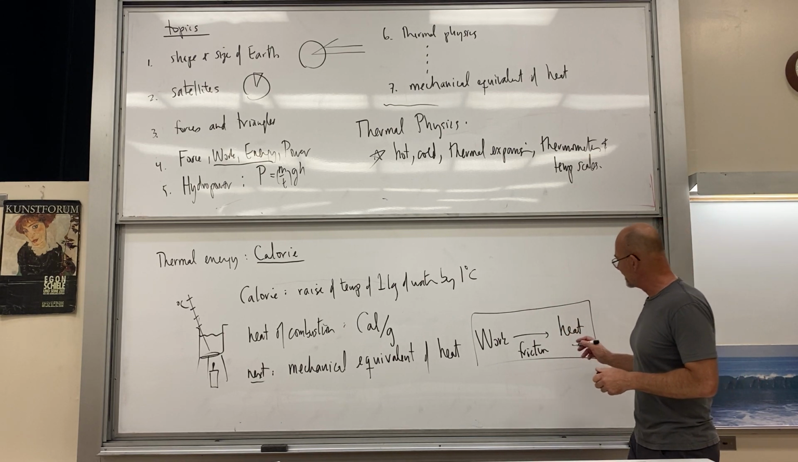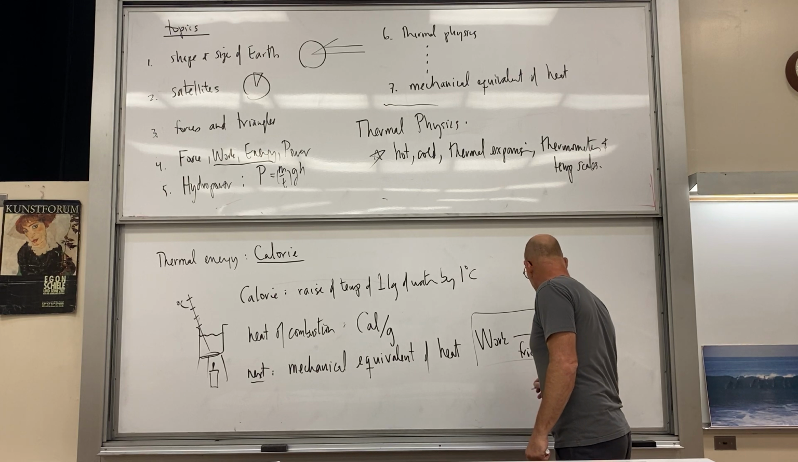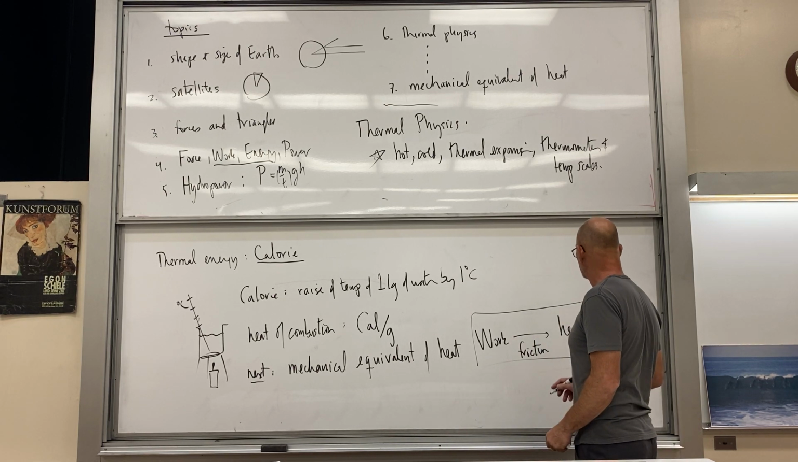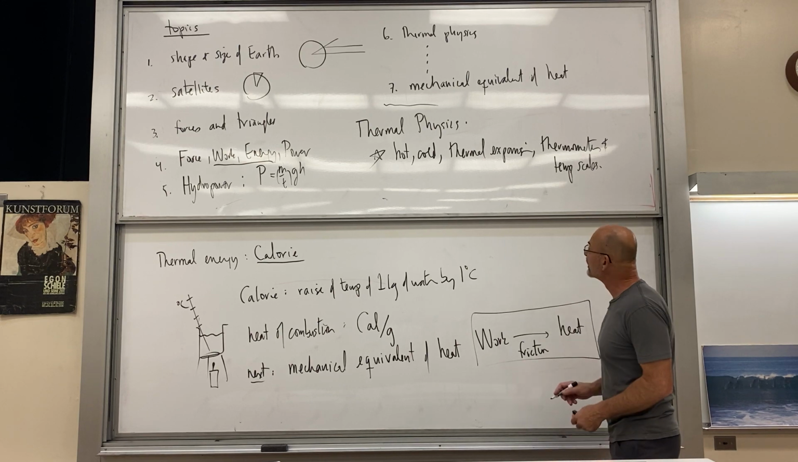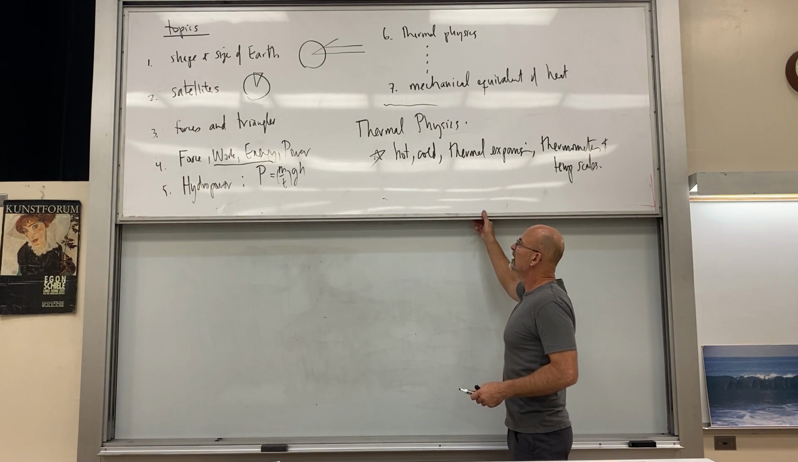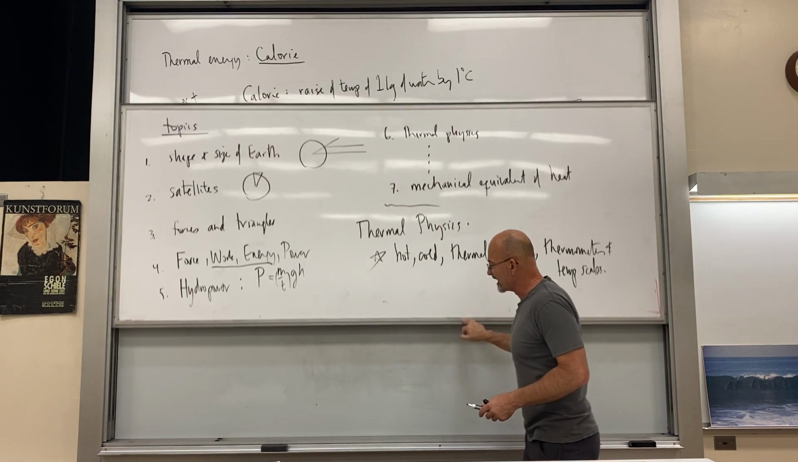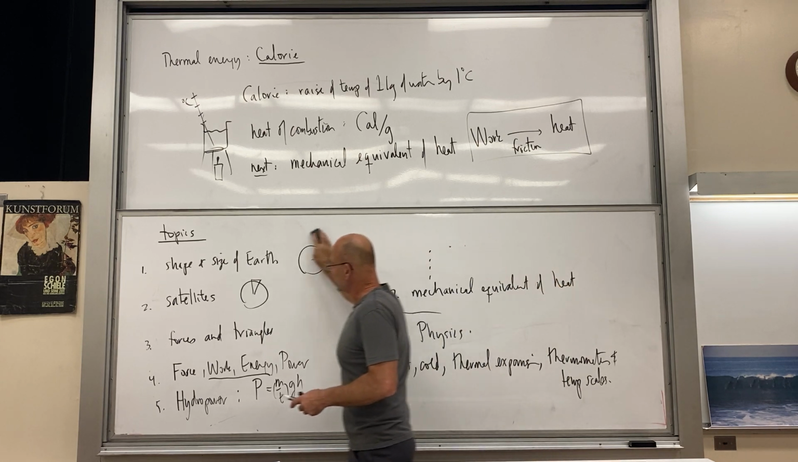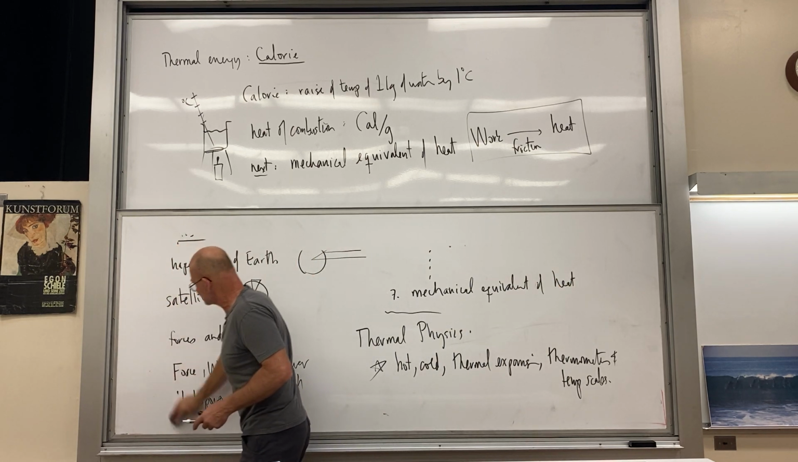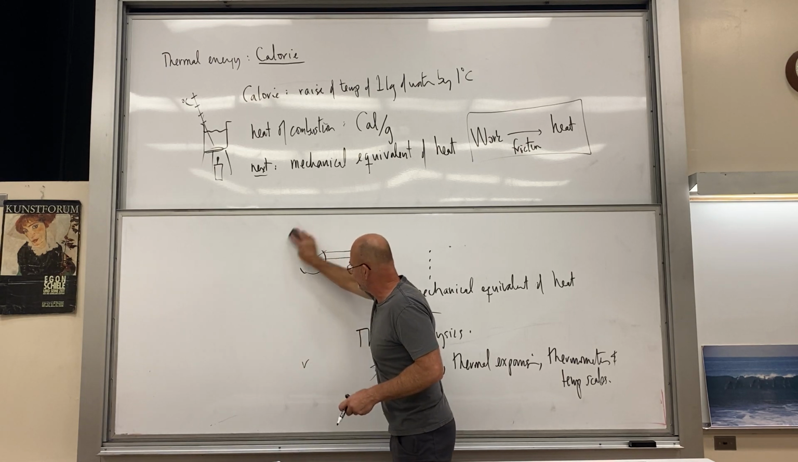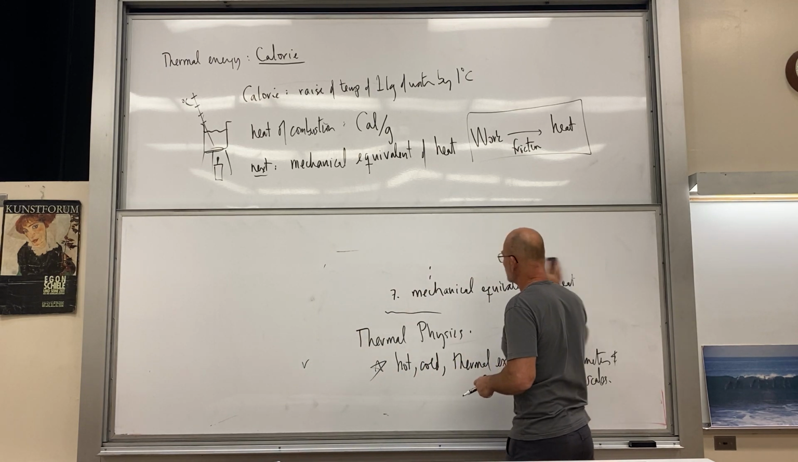And what we find is that 1 calorie equals 4,186 joules. So I'm going to go ahead and write that up, and we'll do some interesting examples of that now. Yeah, so this is where we had arrived last time. Mechanical equivalent of heat.